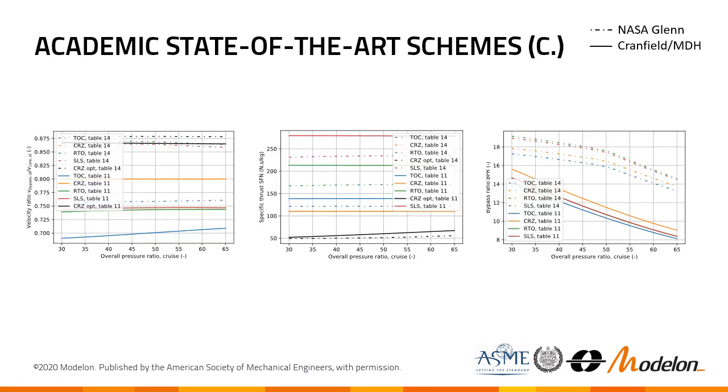Here are the results in terms of the previously discussed variables. We'll keep this short, see the paper for all the details. You can see velocity ratio, specific thrust and bypass ratio. We'll just highlight the bypass ratio here, where we see that for the NASA-Glenn scheme, very high bypass ratio values are again leveraged. This probably also factors in the high net thrust in RTO and low T4 in RTO results discussed in the previous slide.